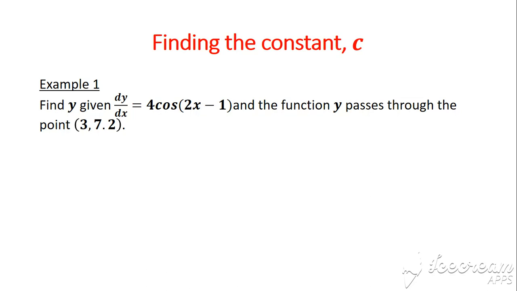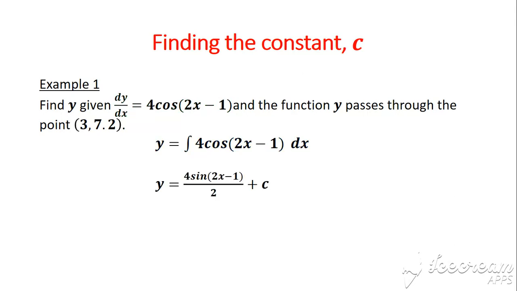We're going to find the function y given dy dx is equal to 4 times cosine bracket 2x take away 1. And we're also told the function y passes through the point 3, 7.2. Well, this is a gradient function, dy dx, and we need to integrate or anti-differentiate back to get the y function. So to get y, we're going to integrate 4 times cosine bracket 2x minus 1 with respect to x.